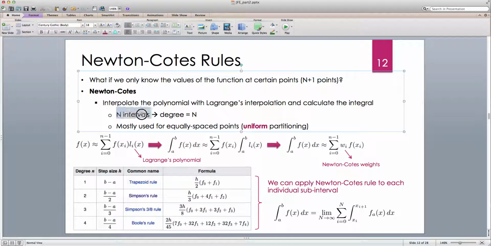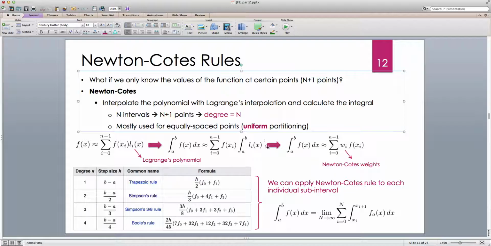So if I have n intervals, it means I have n plus 1 points of the function, right? And that gives me n plus 1 degrees of freedom. Therefore, I can fit those points to a polynomial of degree n, because a polynomial of degree n has n plus 1 coefficients, which are unknown, and we find them after doing the fitting.